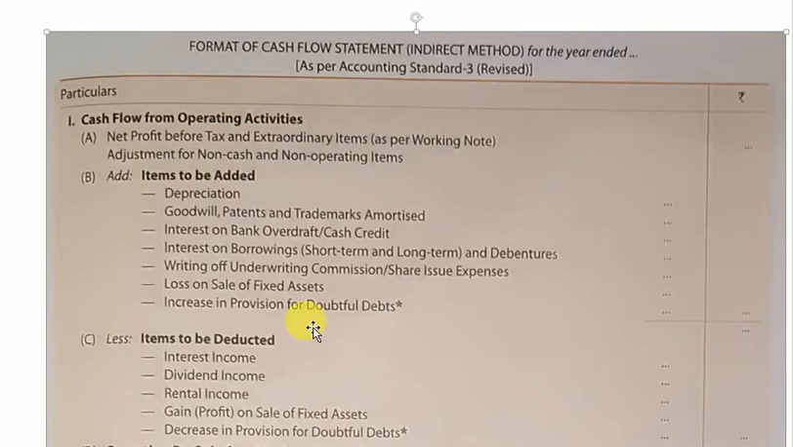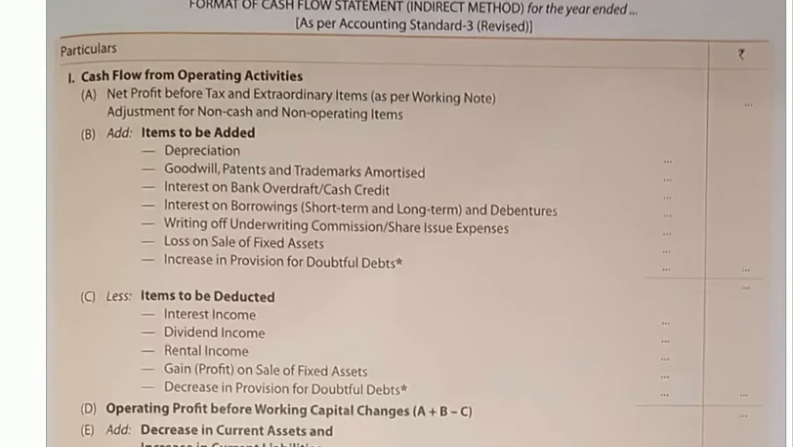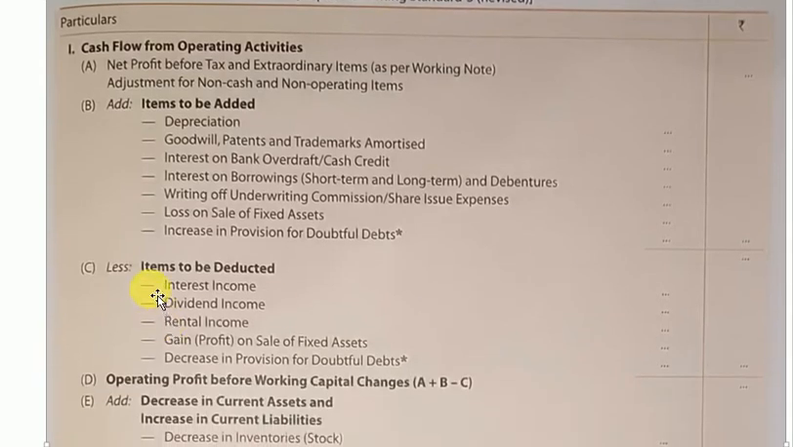Then we need to subtract, that means less items to be deducted. And what you should write here is non-operating incomes. These are non-operating incomes which need to be deducted. You can see the example: interest income, dividend income, rental income, profit on sale of fixed assets, and decrease in provision for doubtful debts. These are non-operating income which should be written inside, then the final total outside, and from the previous total you will subtract this to arrive at a very important step in your operating activity, which is known as operating profit before working capital changes.